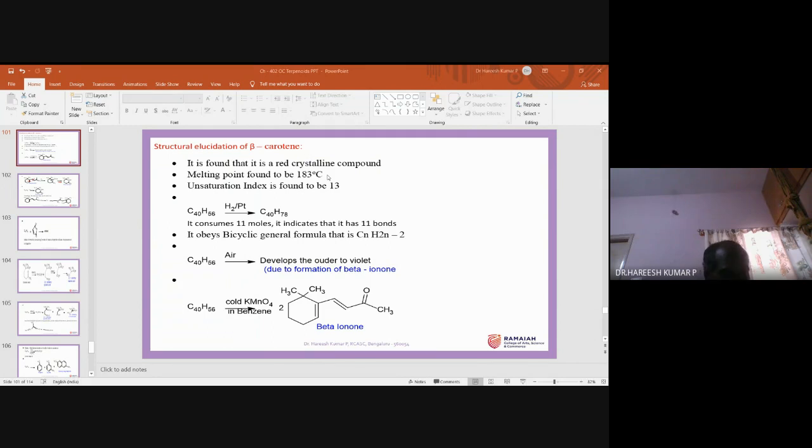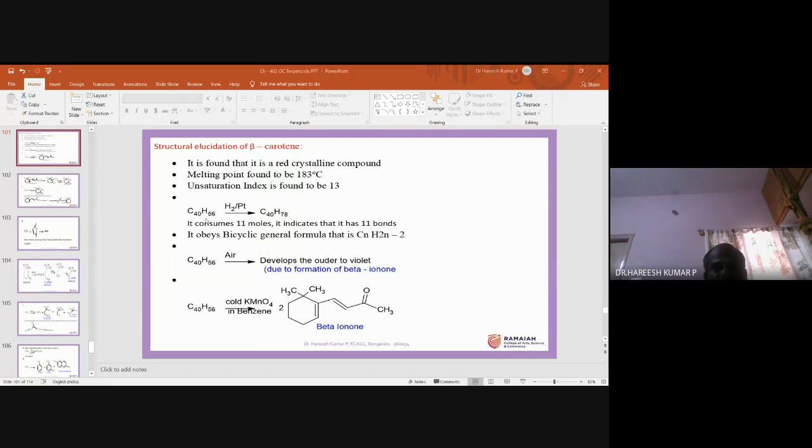And so the unsaturation index, how can you find the unsaturation index? You can find it by applying C minus hydrogen by 2 plus nitrogen by 2 plus 1. Based on that formula, you will get unsaturation of around 13. When beta carotene is subjected to catalytic hydrogenation, it consumes 11 moles of hydrogen. It indicates that beta carotene has 11 double bonds.